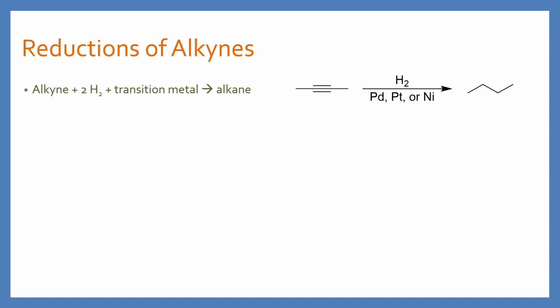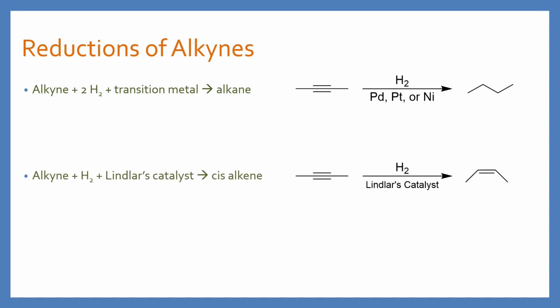So the first one is that if you have an alkyne and two equivalents of hydrogen gas and a transition metal, you will make an alkane. So we take an alkyne, add in hydrogen gas. It may or may not say two equivalents or excess or some sort of indication that there's plenty of it, but your hint will be that you have a transition metal down here, typically palladium, platinum, or nickel. And what that's going to do is on each carbon of the alkyne, it's going to add two hydrogens so that this becomes an alkane.